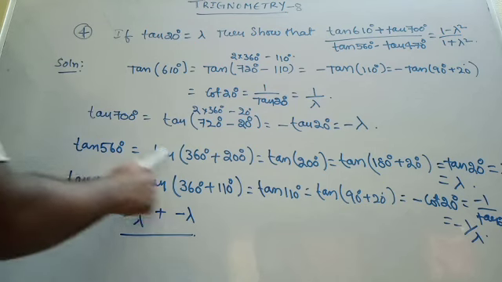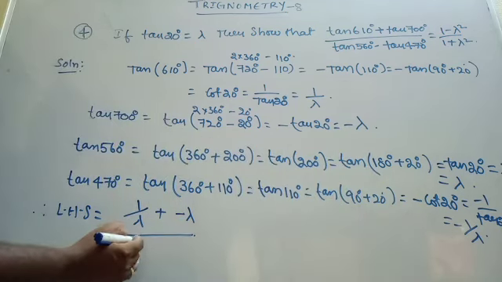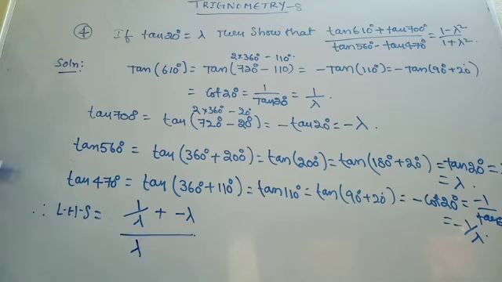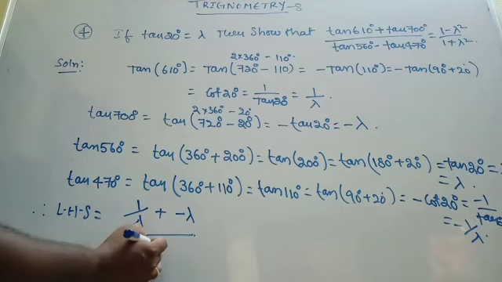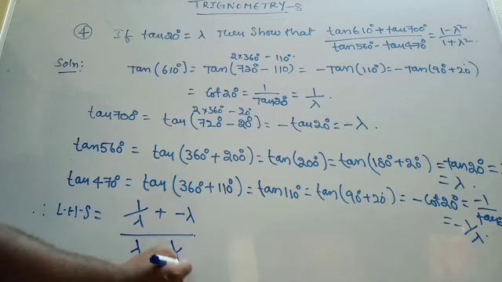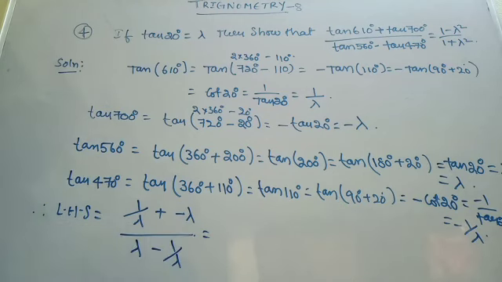Tan 560 degrees, we have got it as lambda here. This is lambda, right. Tan 470 degrees, we have got it as minus 1 by lambda. Now our job is to simplify this and get our right hand side part like this.